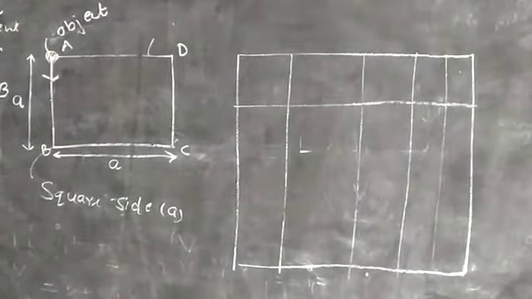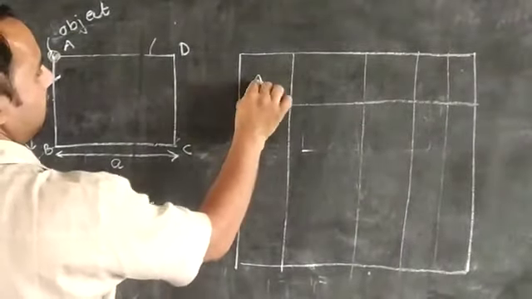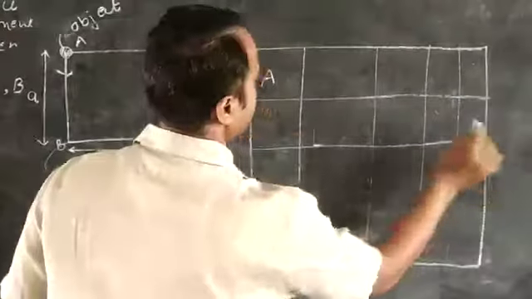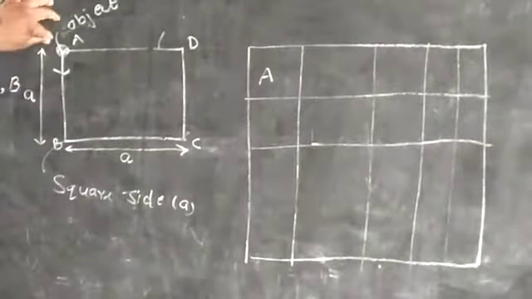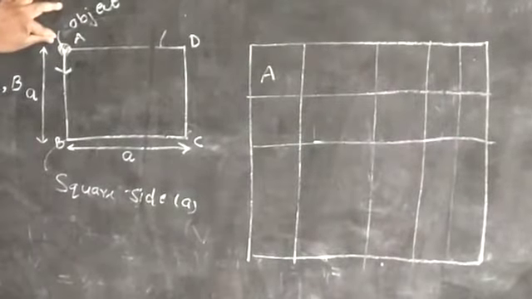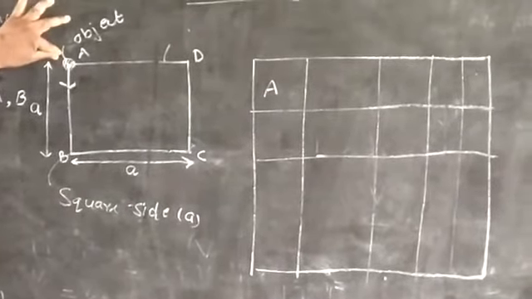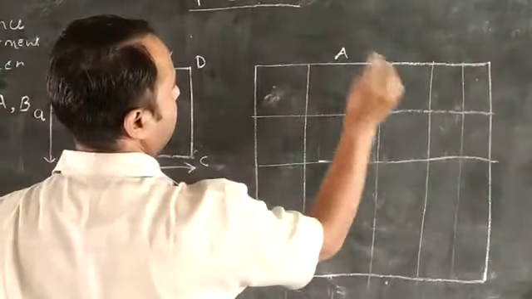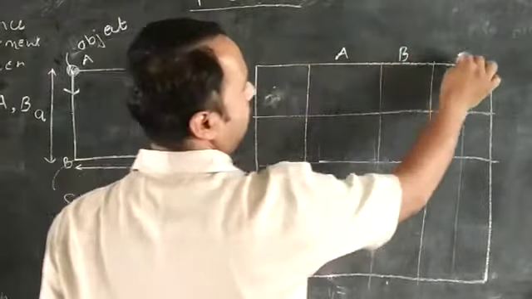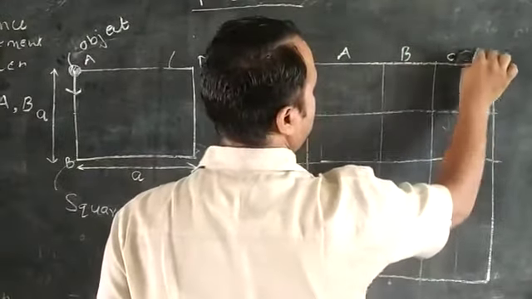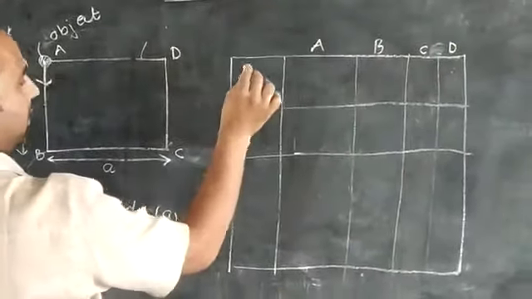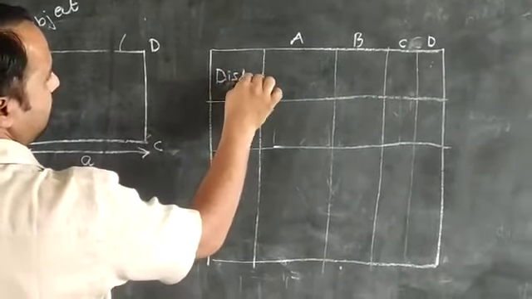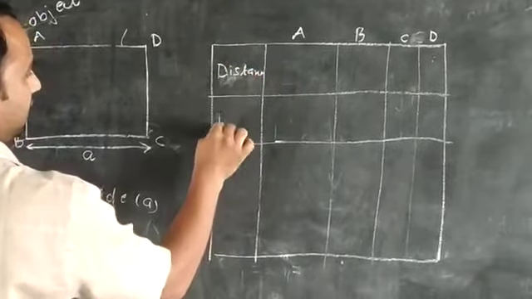Look, when the particle is at A, both the distance and displacement are 0 because the particle is starting from here. We write the particle at A, B, C and D. Here we write distance, and here we write displacement.